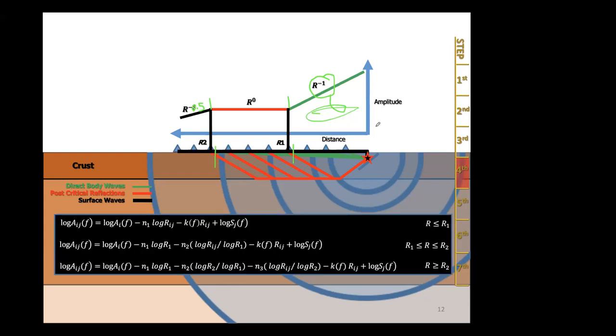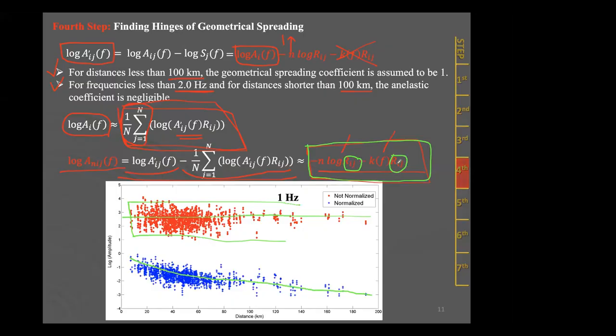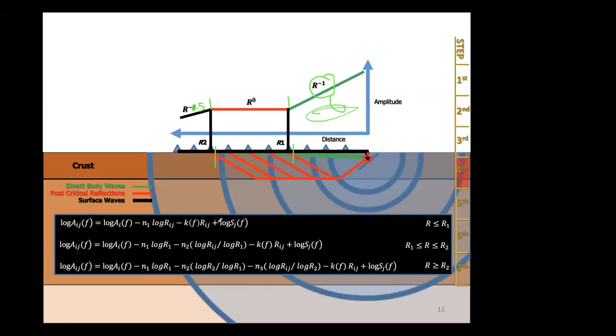But do you remember this simple equation with only one geometrical spreading and one anelastic attenuation term? It can be much more sophisticated because of the presence of these two hinges. For distances smaller than R1, the equation is as simple as we have. Okay, this is the source term, geometrical spreading, anelastic attenuation, and site effect. So this is the general linear functional form.